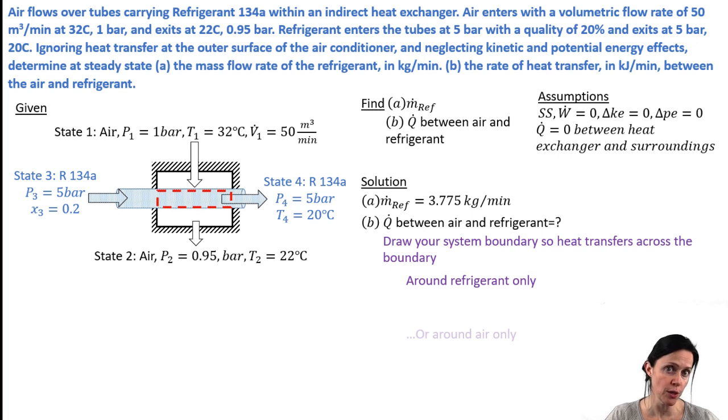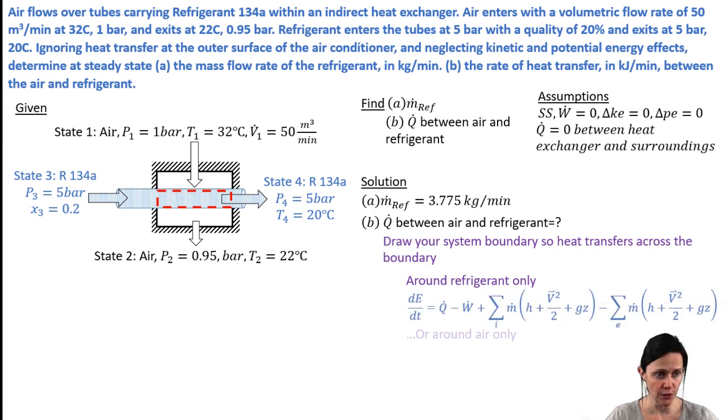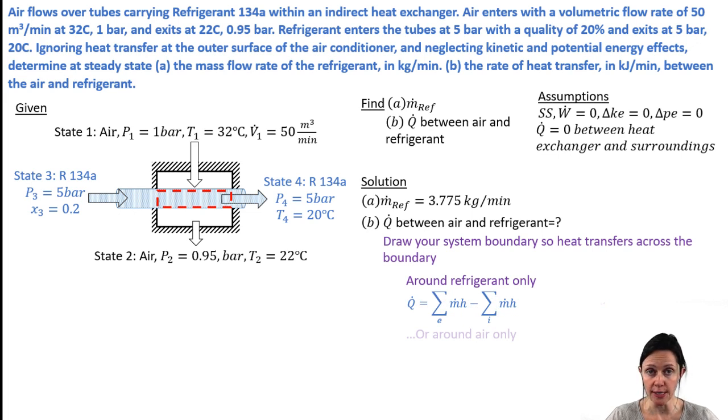We're going to do it around the refrigerant only, and we'll apply our conservation of energy. Of course, all these things go away except the Q dot and the m dot h's. My Q dot doesn't go away because now the way that I've got my system boundary drawn, I do have heat transfer between the refrigerant and the air. And because I know the m dot of my refrigerant and the h value, h3 and h4, I already calculated that in part A, I can get my heat transfer rate of 574 kilojoules per minute. And it's a positive number, which indicates that the heat transfer is going into the refrigerant from the air.